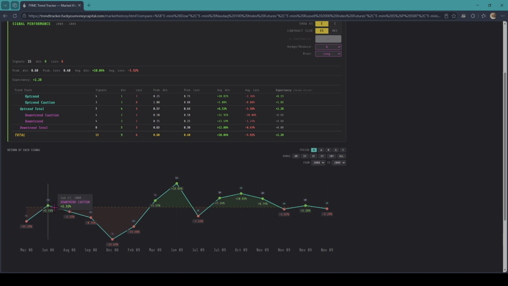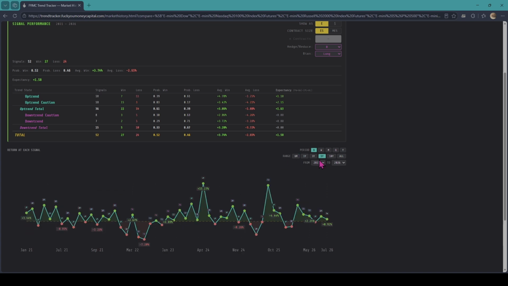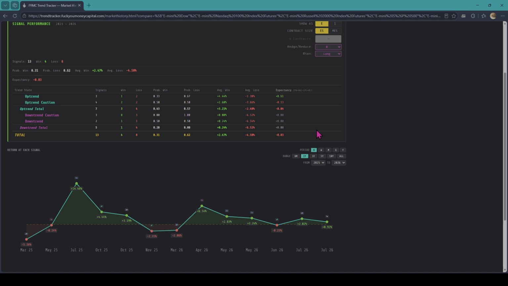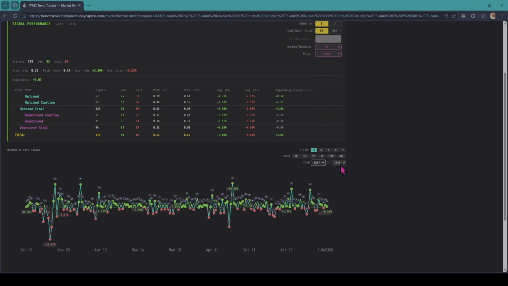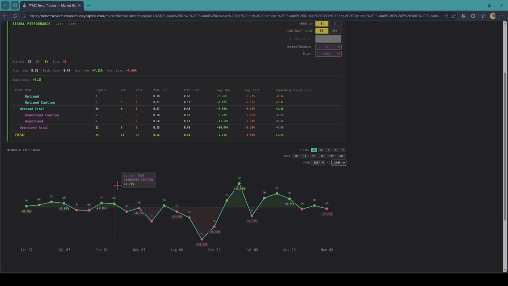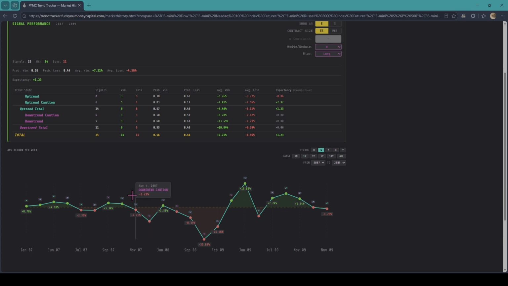You could see when the market flipped to downtrend caution. The actual signal would have come in. Let's go back a little bit more. Let's go to 2007 through 2009. So you would have flipped August 2007 into September. That's when the downtrend started.